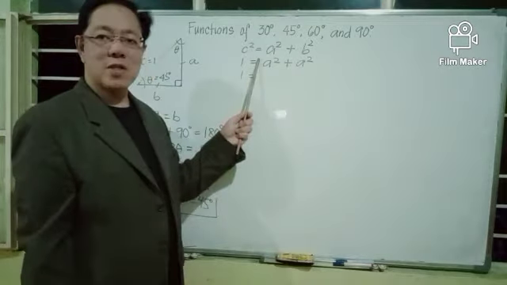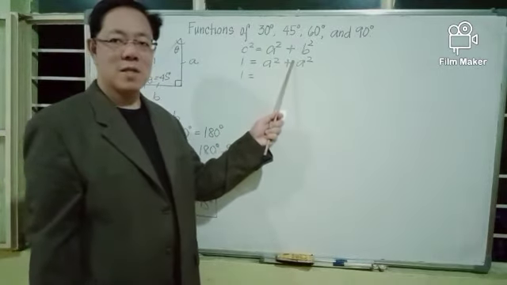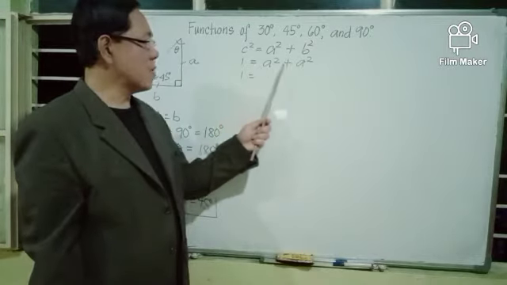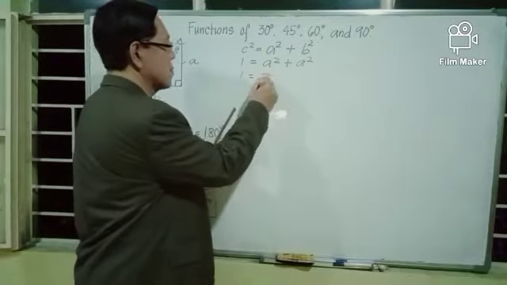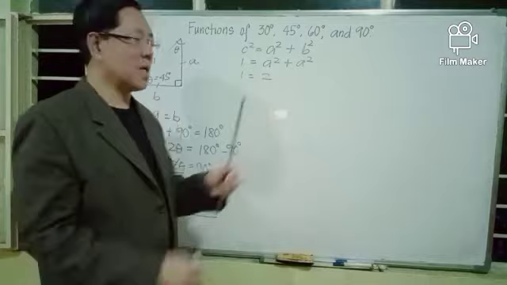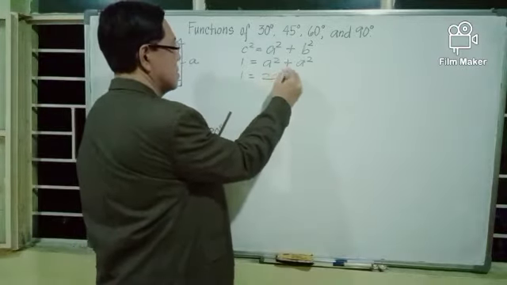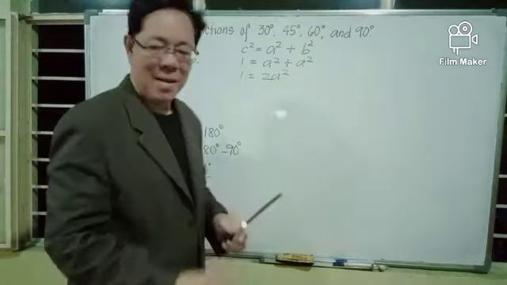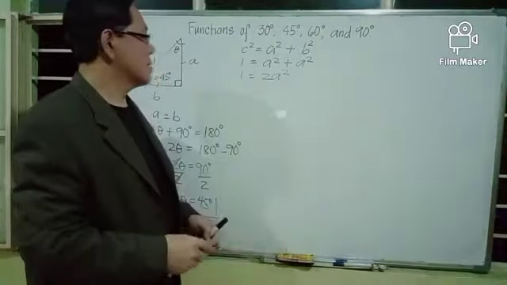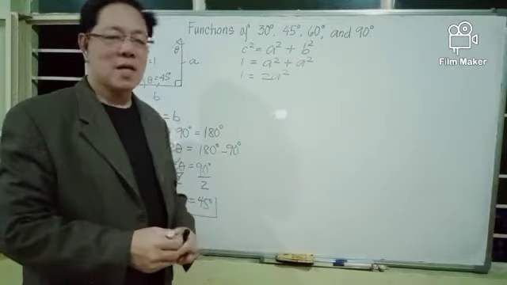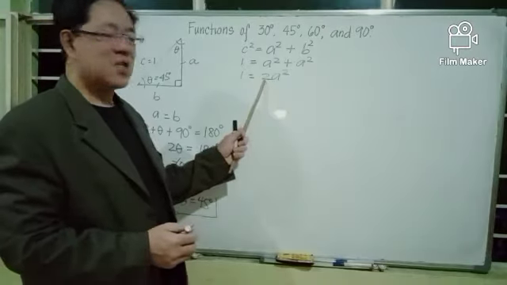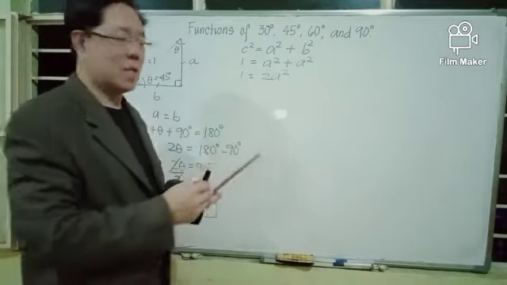The numerical coefficient here is 1, and the numerical coefficient here is 1. We add the numerical coefficients, 1 plus 1 is 2, and we copy the common literal coefficient A squared. Now we divide both sides of the equation by 2 because we are solving for A. We want the coefficient of A squared to equal 1.